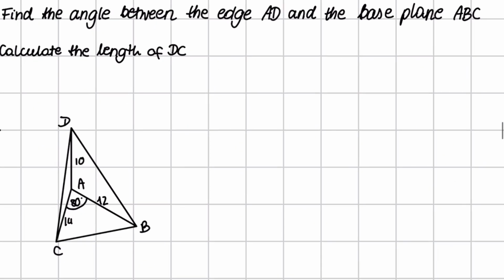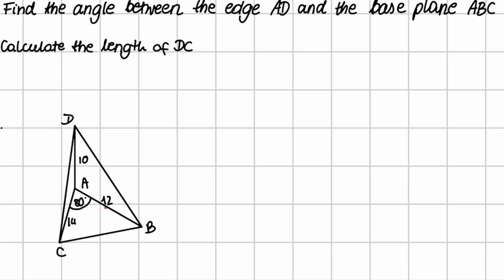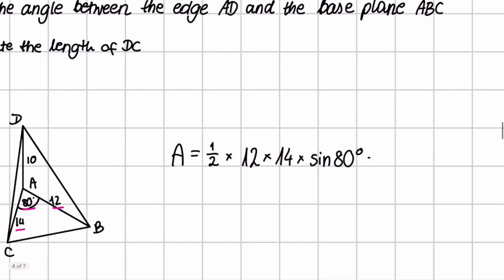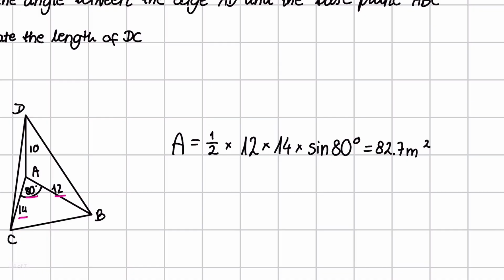So this is our triangular pyramid, and we have to calculate the area of the base triangle ABC. So we can observe that we have this side, and we have the angle between them. So we can use our formula for the area of a triangle. So 1 over 2 times 12 times 14, it doesn't matter because here we have multiplication, and sine 80 degrees, and the area is 82.7 meters squared.